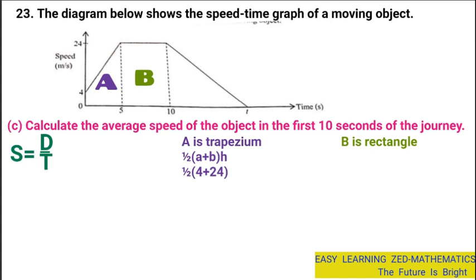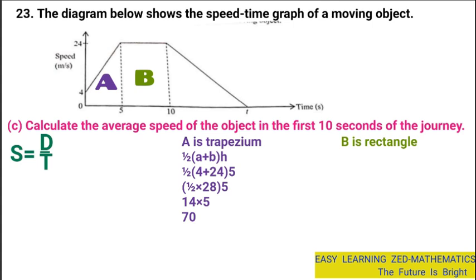Then we work out what is in the bracket. Half times 4 plus 24 gives us 28, which will be multiplied by 5. Then 1/2 multiplied by 28 is more or less like dividing 28 by 2, which gives us 14, multiplied by 5. Then 14 times 5 gives us 70. So the area of the trapezium in that graph is 70.